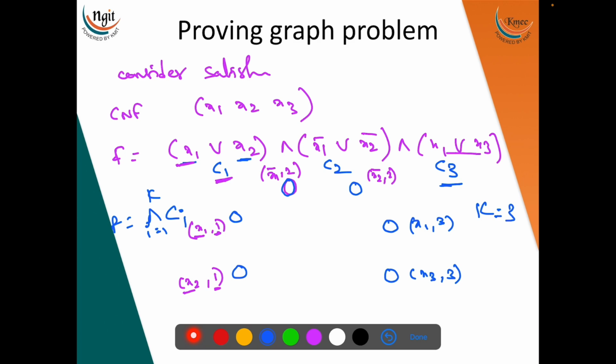The reason is, if I take x1 value 1 true, what does x dash mean? Negation of x is false. If x is true, x1 dash is false. That means I cannot form an edge between these two vertices. Correct? Now, how can I make this pair?